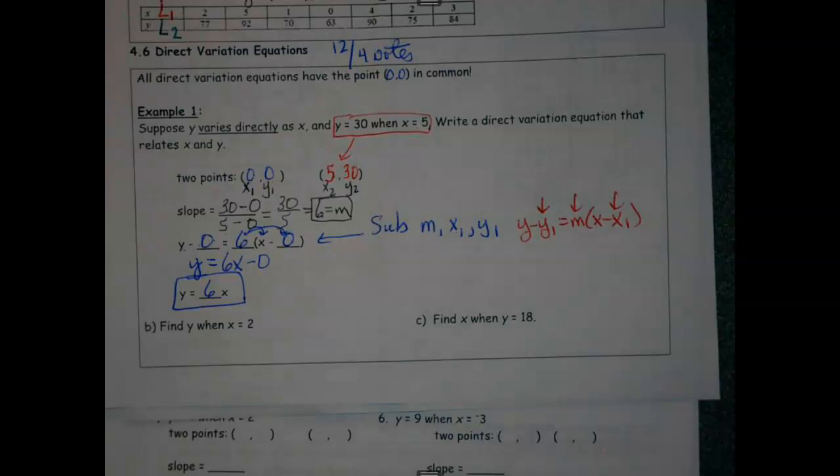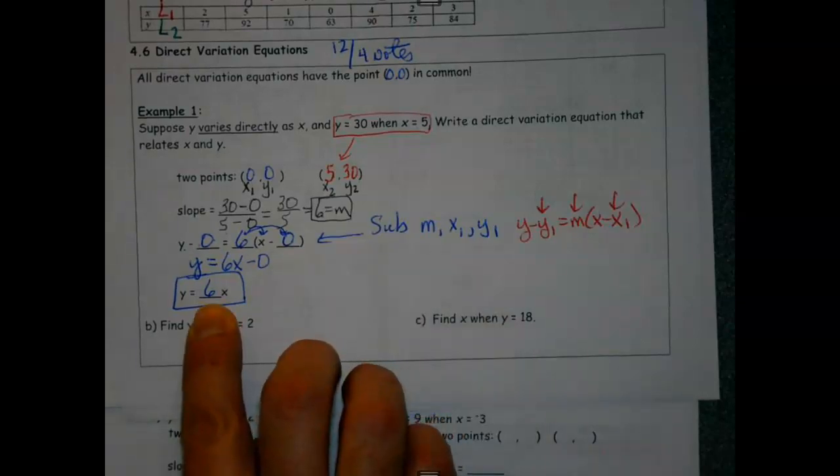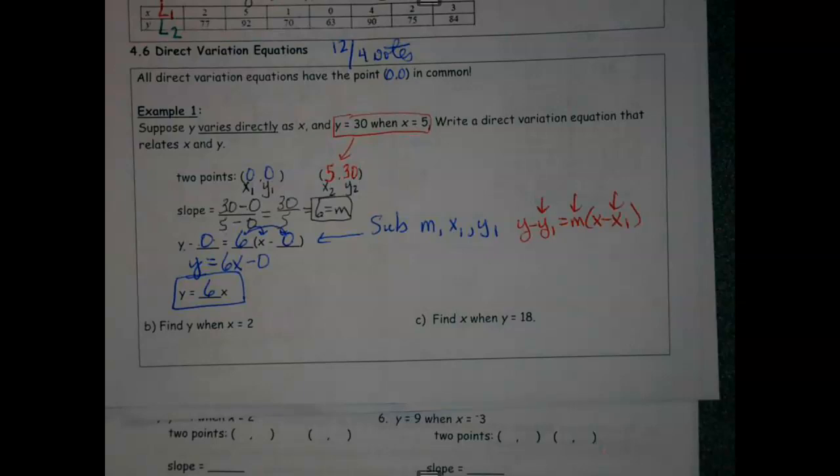So here's what's so good about direct variation, and it's so simple. Once you figure out the slope, you really have the equation already. You're just going to take that slope number, plug it in there for your m, and you're done. And that's going to be true every single time. And we're going to see that here as we work along.